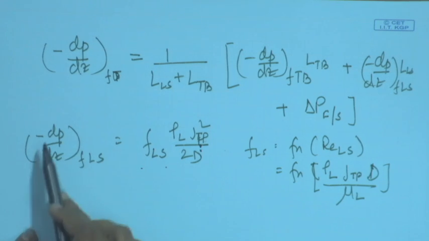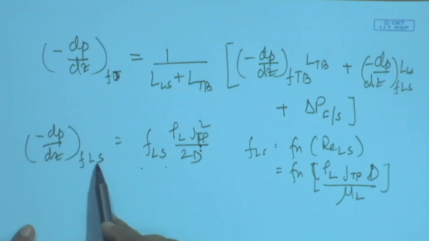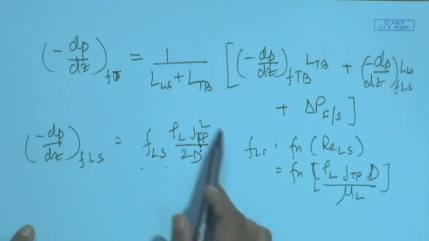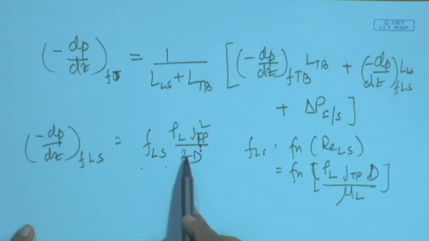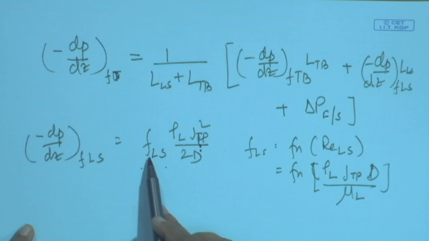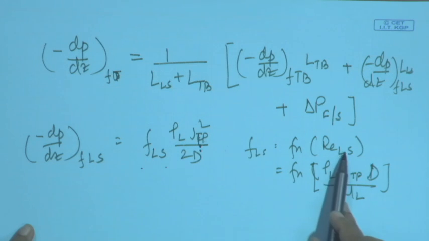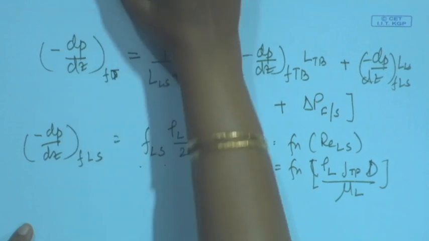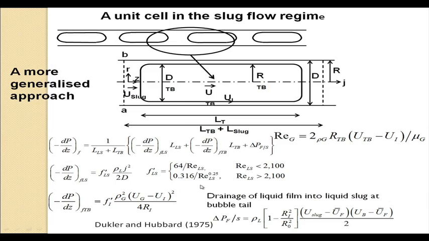So, we find that the frictional pressure gradient in the liquid slug can be obtained from single phase hydrodynamics, where the unknown f_L, the friction factor in the liquid slug, can be expressed in terms of the Reynolds number, which is expressed in this particular way. We already know from our knowledge of single phase hydrodynamics that f_LS equals 64 by Re_LS for laminar flow and the Blasius equation for turbulent flow, provided we are considering the Darcy friction factor.